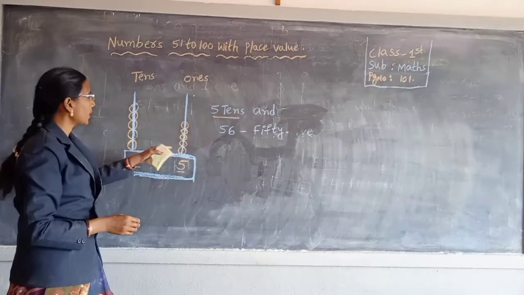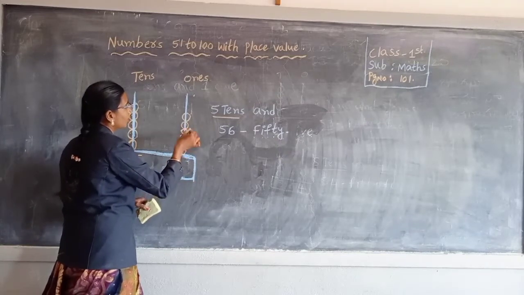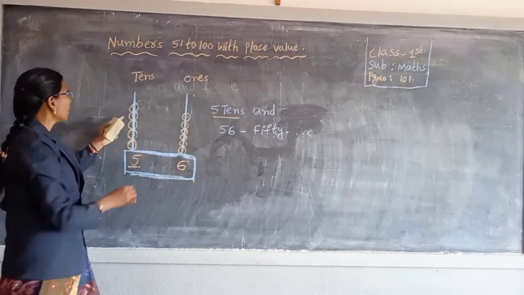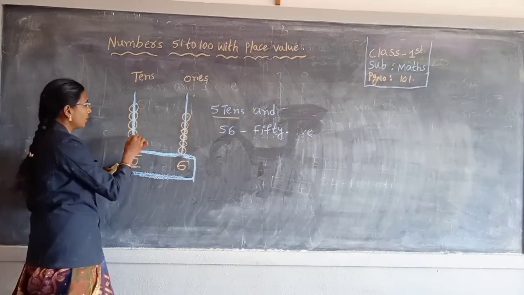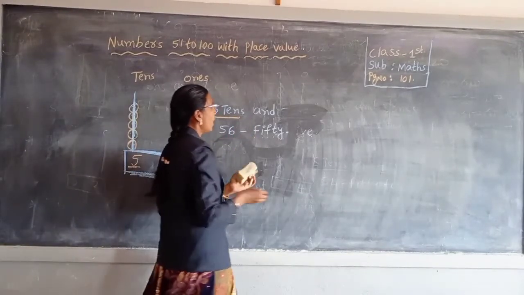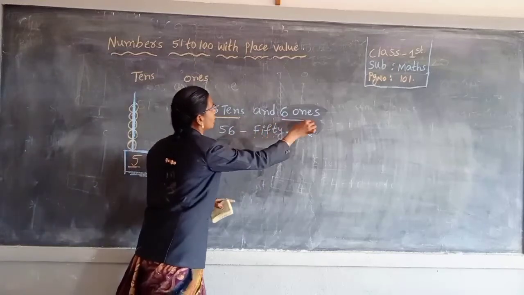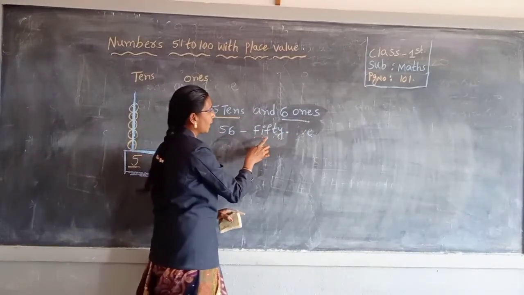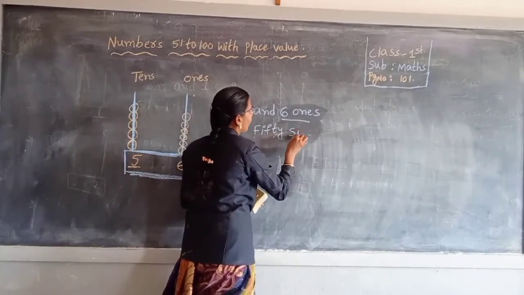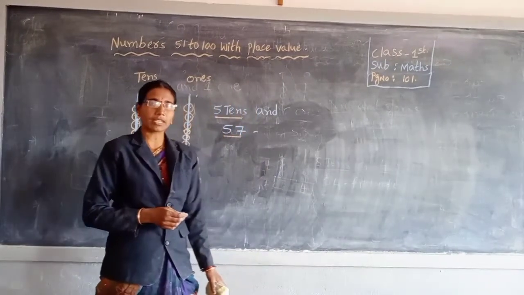Count. How many beads do you have in the ones place? Count, children. 1, 2, 3, 4, 5, 6. 6 beads. So 6 ones. How many beads do you have? 1, 2, 3, 4, 5. 5 tens. And 6 ones. 5 tens and 6 ones is 56. F-I-F-T-Y, 50. Yes, 6. 56. 56 comes after which number?